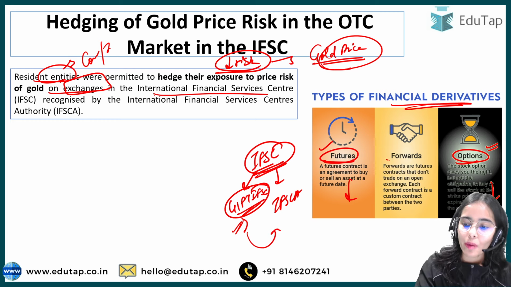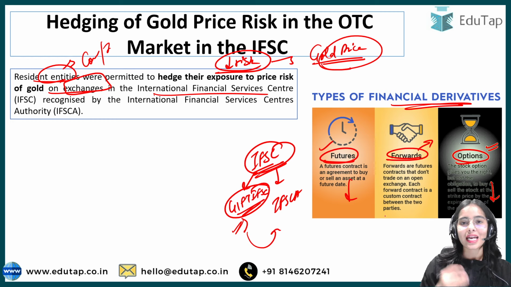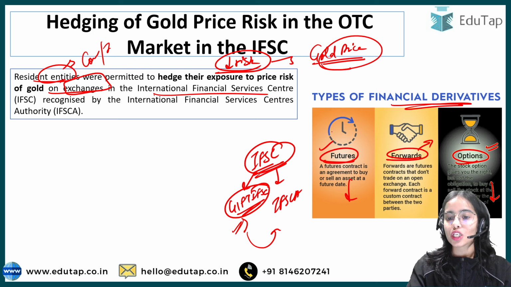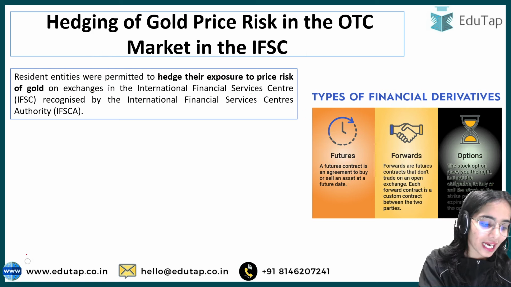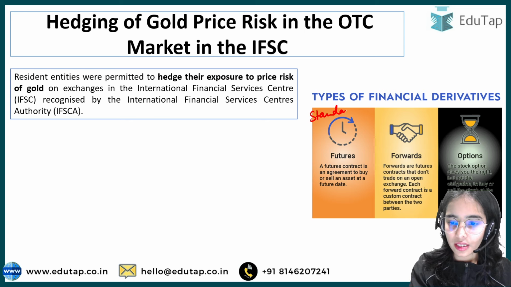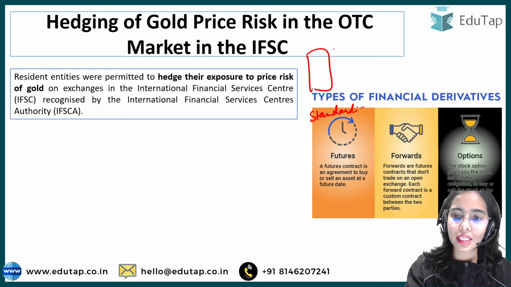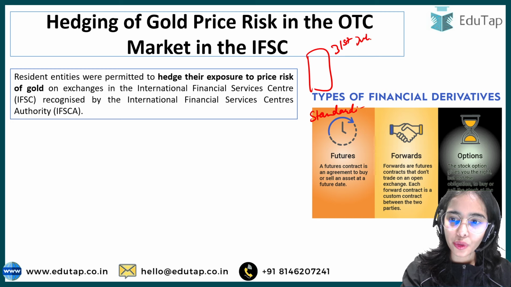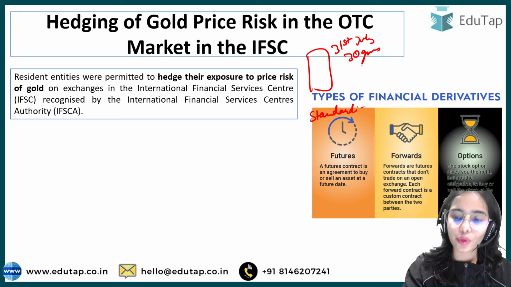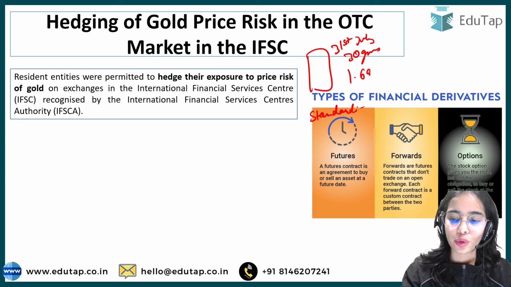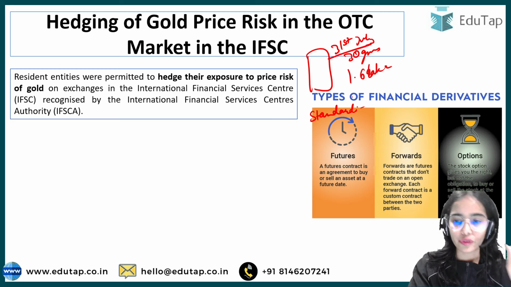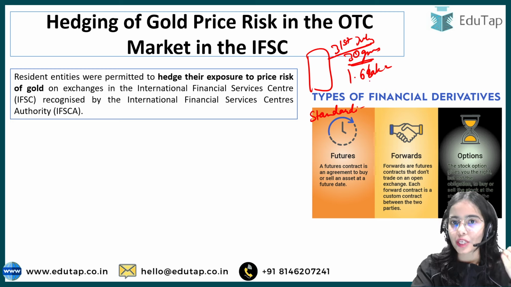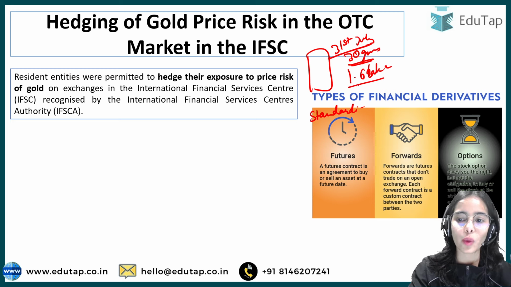So now what about the forwards? These are the contracts that are traded over the counter. That means they are not traded on the exchanges. So see, what is the difference between futures and forwards? First of all, futures are standardized in nature. That means there is a definite date provided to you, a definite quantity, a definite amount. So you have to trade it on 31st July, 30 grams. If you want to buy, you have to buy 30 grams on 31st July for 1.6 lakh.